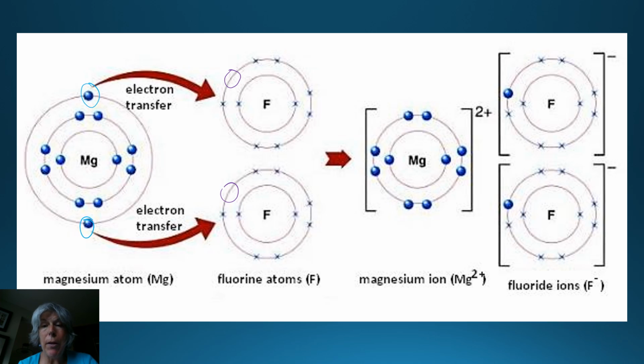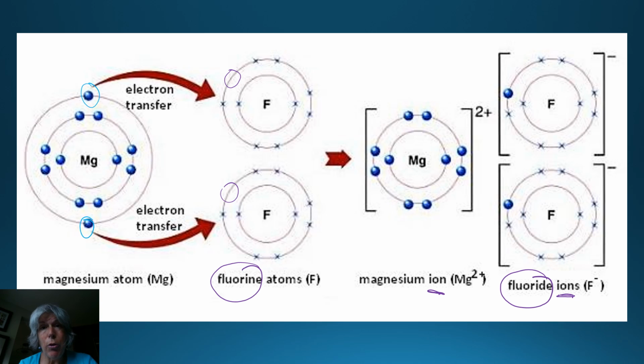Now when that happens, we get a magnesium ion and we get a fluoride ion. You might notice there's a difference in the name. Over here it was called fluorine, here it's called fluoride. Negative ions have names that end in IDE. So the name changes when the atom gains an electron. Positive ions keep their name.